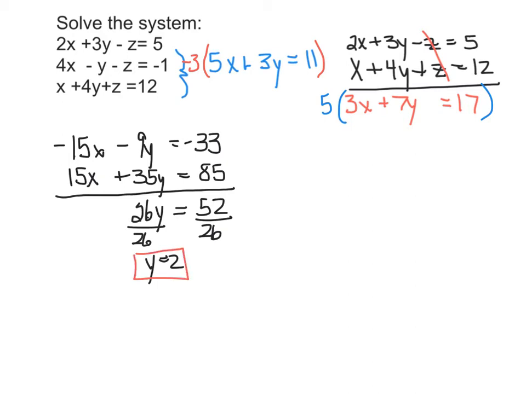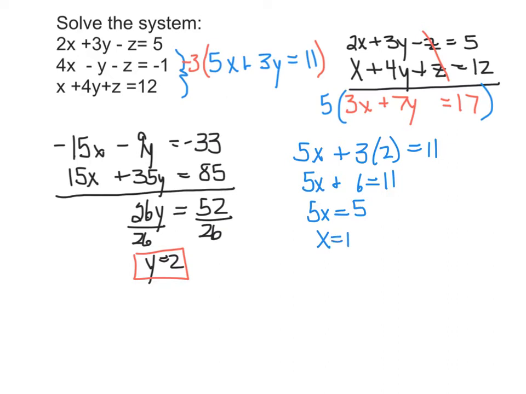And I want to take that answer and substitute it into one of the two equations, either the blue equation or the red equation, so that I can then solve for the variable x. I think I'm going to take the blue equation, so 5 times x plus 3 times y, but now we know that y is equal to 2, is equal to 11. That gives us 5x plus 6 equals 11. Subtracting 6, I have 5x is equal to 5, so x is equal to 1. So there's our second solution.